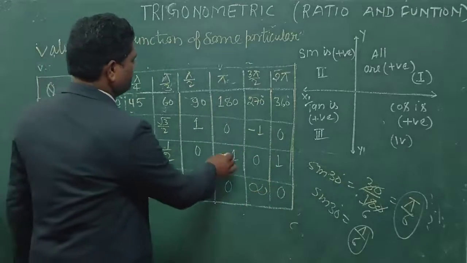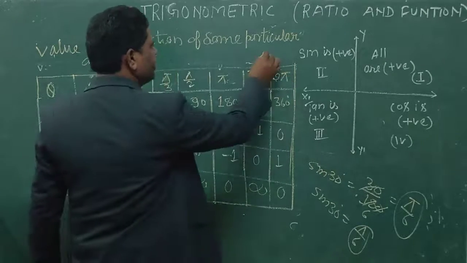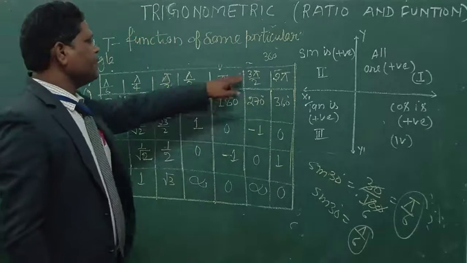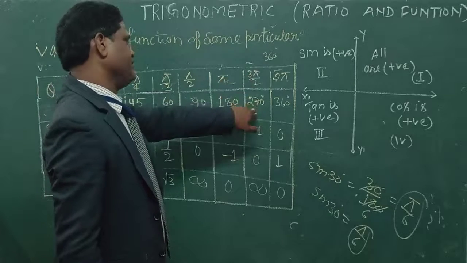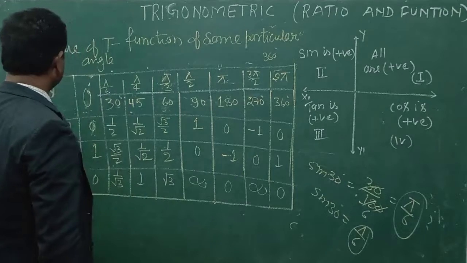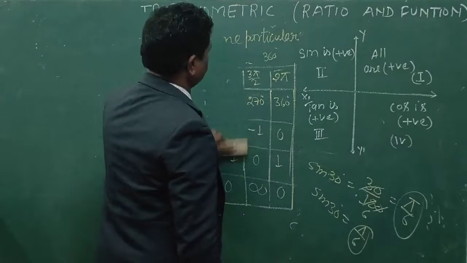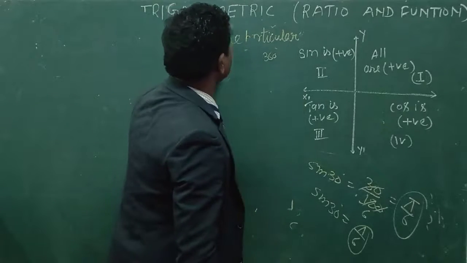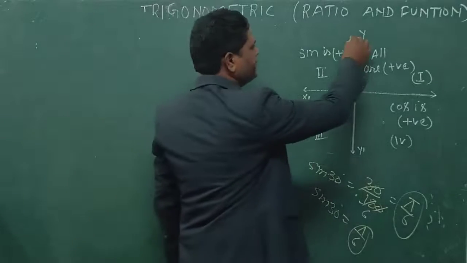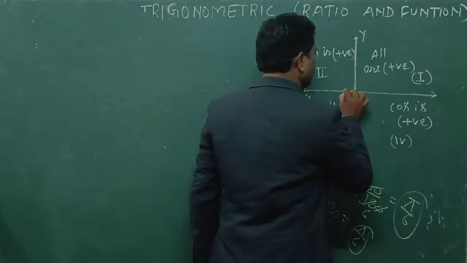First we learn that minus 1 changes into the plus sign. 2 pi means 360 degree, and 3 pi by 2 means 270 degree. Clear? Clear or not? After that, now I am going to start the quadrants. We know that this is the y-axis and this is the x-axis.